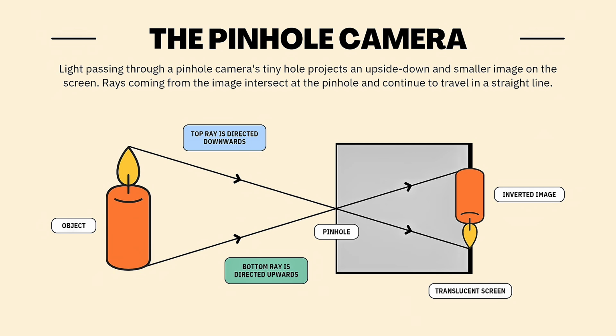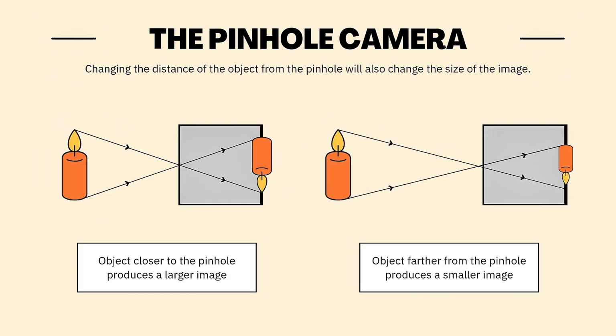The image formed by a pinhole camera is also smaller than the object. The size of the image changes depending on the distance between the object and the pinhole. If the object is closer to the pinhole, a larger image is formed. If the object is farther from the pinhole, a smaller image is formed.